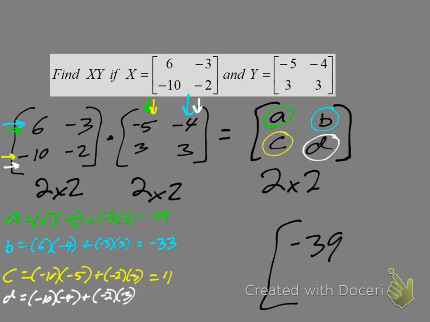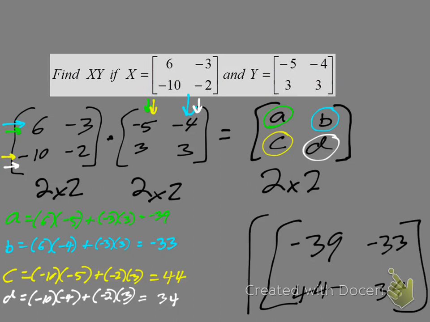50 minus 6 gives you 44. And then 40 minus 6 gives you 34. There we go. And then now that you have them, fill in the rest. So A is -39, so we put that here, just like we did up here. B is -33, so we put that next to it. C is 44. D is 34. And that's your answer.